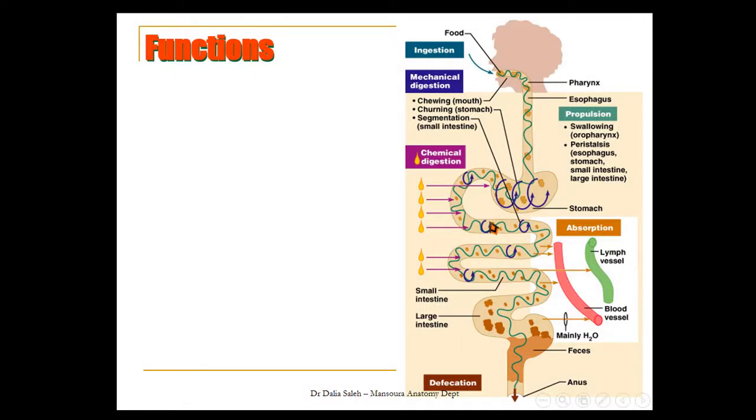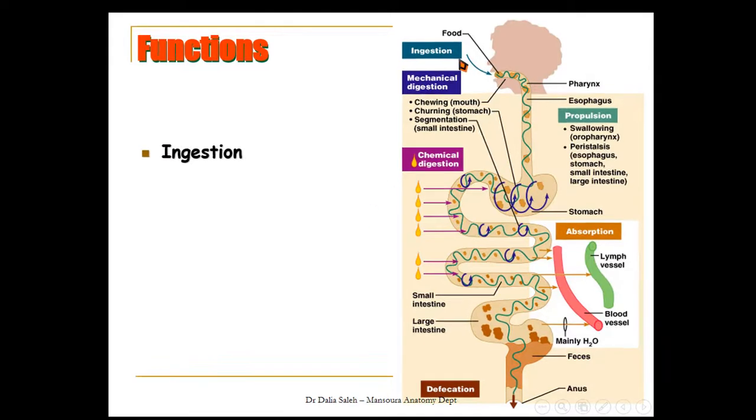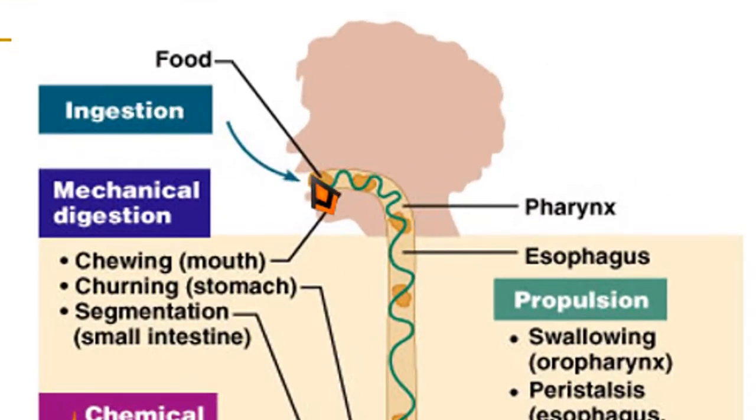This diagram summarizes the overall function of the GIT. First, we ingest the food through our mouth. Inside the mouth, there is the start of the mechanical digestion performed by the teeth in the form of chewing. Also, the tongue helps in this by moving the food from one side of the teeth to the other.